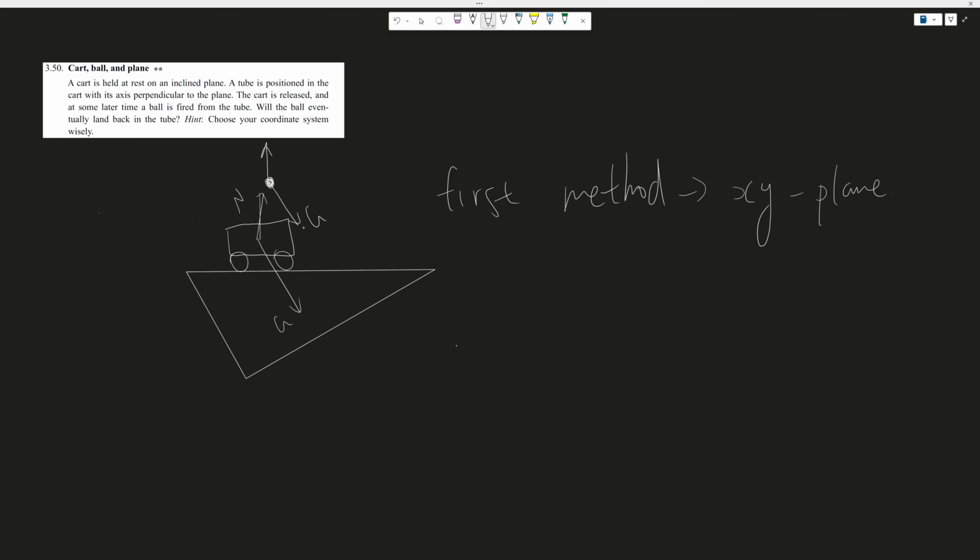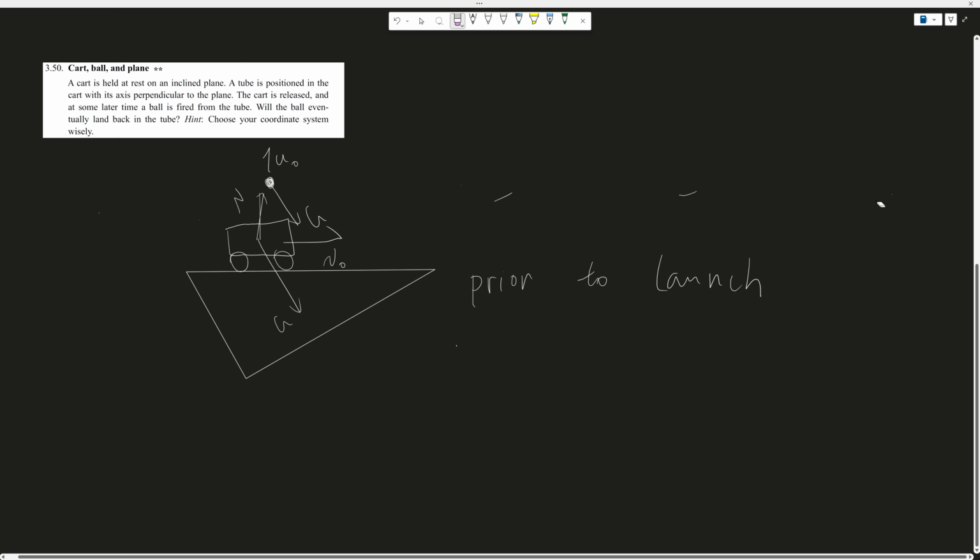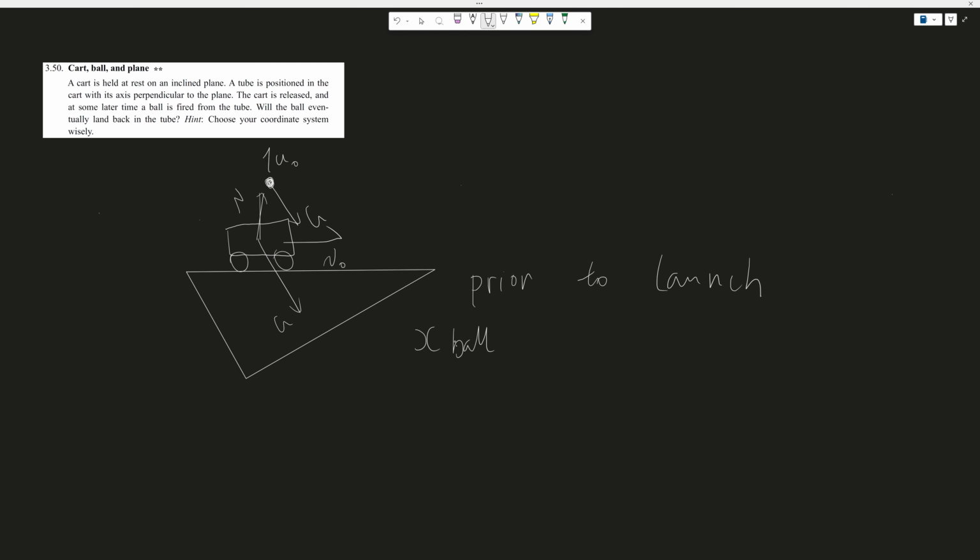And then this cart, the setup, will have an original velocity too, called v0. And let's call this u0. So let's try to figure out, what do we know? Well, we know that prior to launch, let's erase this first, so less distractions, prior to launch, the ball is with the cart. So we know that x ball equals x cart.